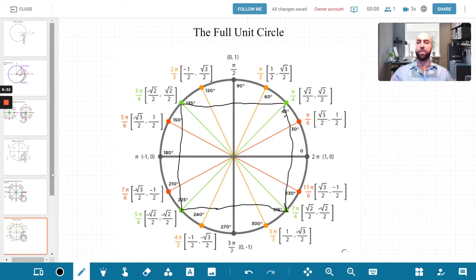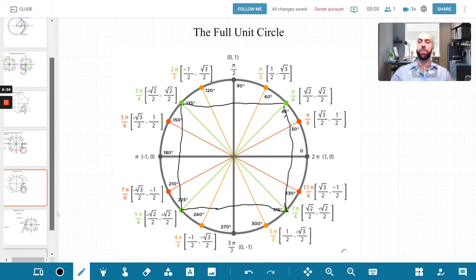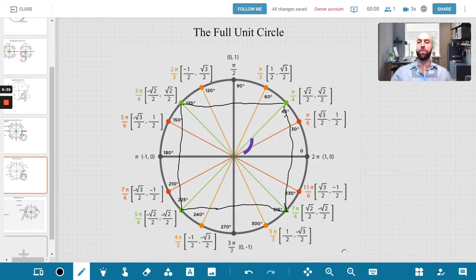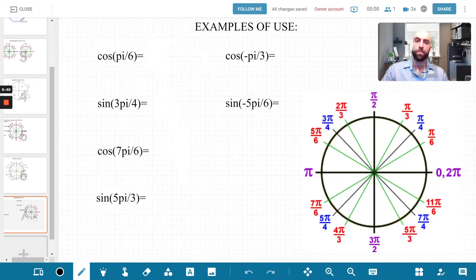Now, to show how this is used and the type of problems that you end up doing with the unit circle, we'll go over a few examples. Cosine of pi over 6, which if you had memorized the previous slide, you would understand is square root 3 over 2. Sine of 3 pi over 4. That would be the 135 degree location. We know that y is positive because it's in quadrant 2. It is square root 2 over 2.